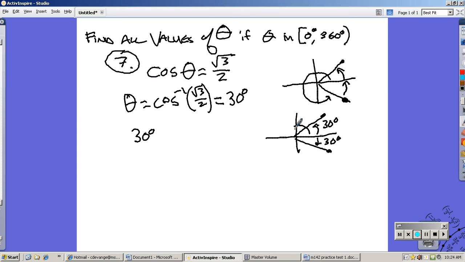And my other possibility would be this rotation to that same terminal side. So a full rotation is 360. If I take 30 off that, that would be 330 degrees. So that's one way I can go about doing this.